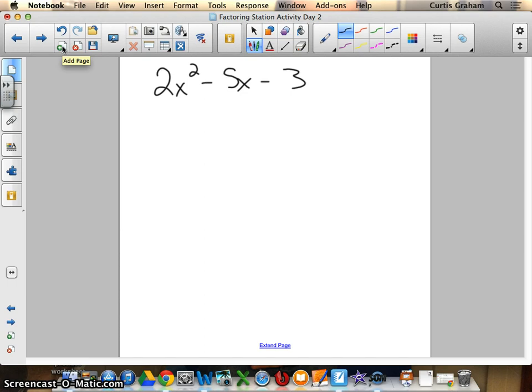I'm going to go ahead and set up my binomial just like normal. Okay. And now I'm going to have to look at a combination of my first terms and my last terms in order to get my middle terms. So what I'm going to do is look at what are my factors of 2, 2 and 1, and what are my factors of 3, 3 and 1. So now I just need to start matching them together.